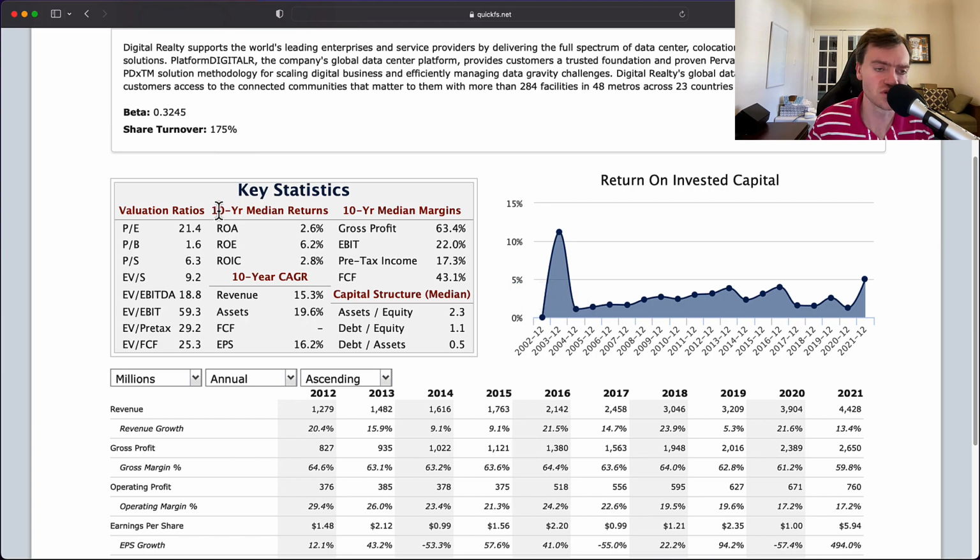You do see this when you get to the 10-year median returns. You have a return on assets of 2.6%. That converts into a 6.2% return on equity. So you're basically doubling, a little more than doubling your return on assets to get up to a return on equity. But it doesn't get you to double digits.